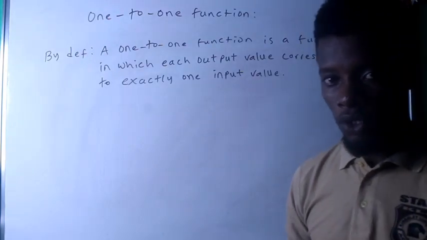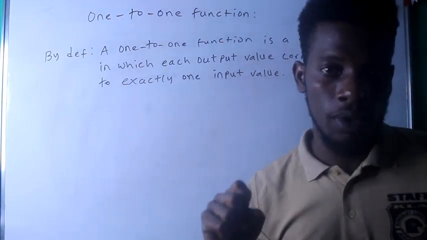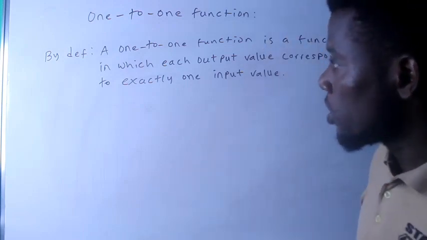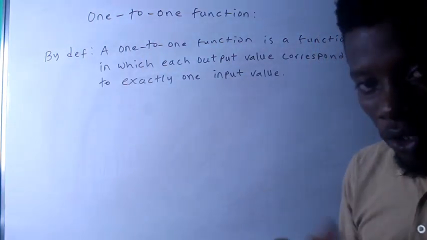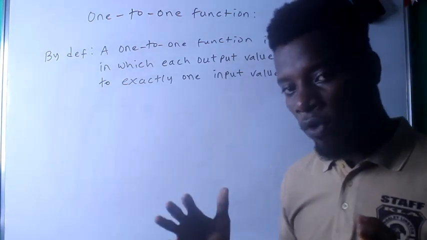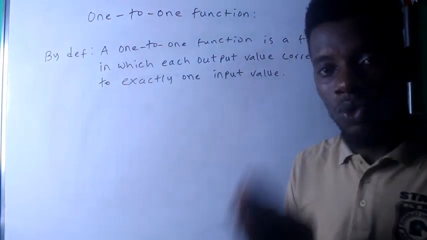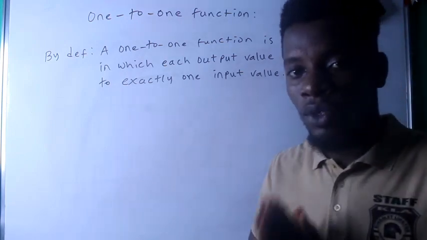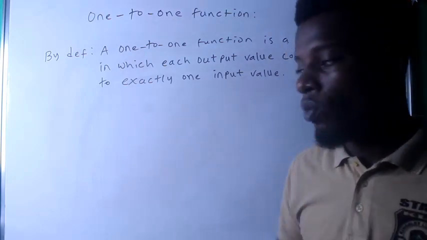Before introducing the horizontal line test, we want to explain what we mean by a one-to-one function, because that's what the horizontal line test determines. By definition, a one-to-one function is a function in which each output value corresponds to exactly one input value. It is just a function in which each x value has only one y value. The y values do not repeat. Each x value must have only one y value. That is a one-to-one function.